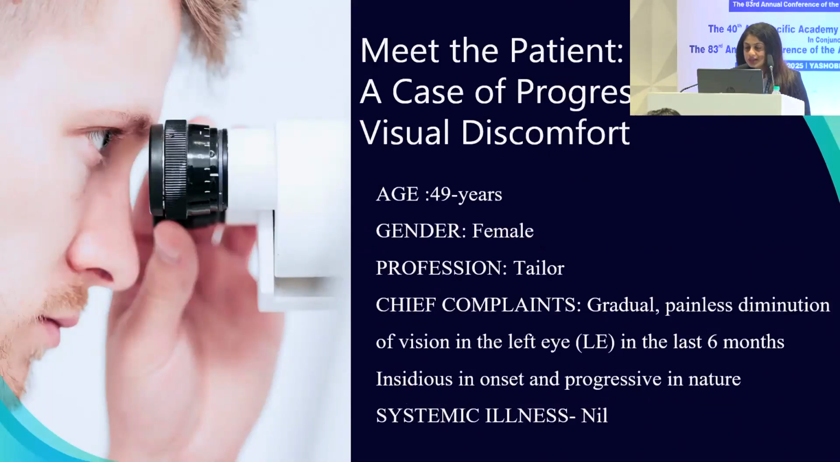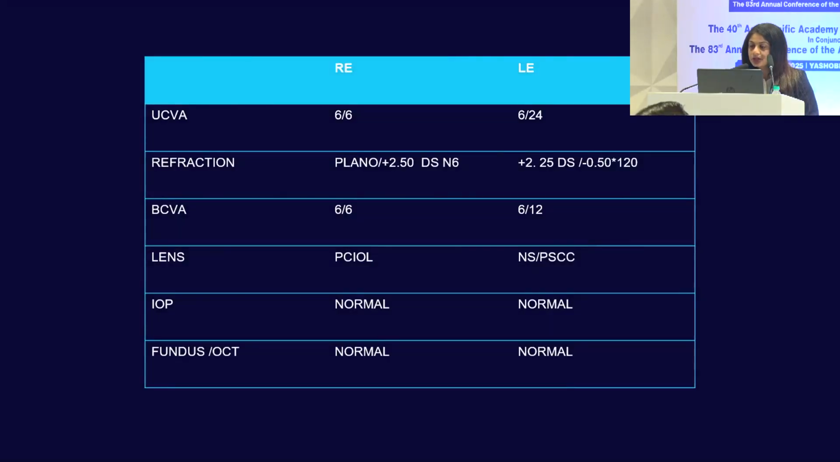This was the case of our 49-year-old patient, a tailor by profession, who came to us with progressive painless vision loss in her left eye. She had undergone uncomplicated cataract surgery with a multifocal IOL in her right eye 4 years ago. Her left eye had a best corrected visual acuity of 6/12 and an immature posterior subcapsular cataract. The right eye was pseudophakic with a multifocal IOL with a best corrected visual acuity of 6/6.